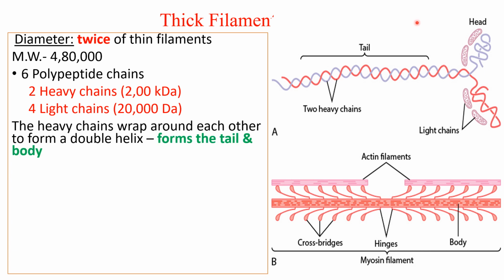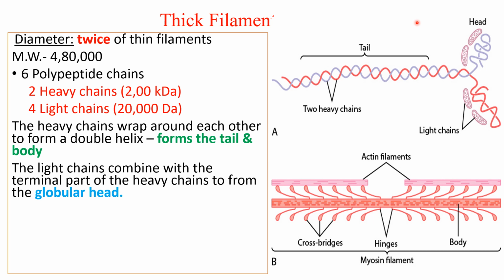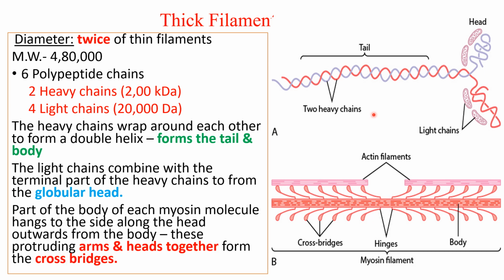The heavy chains, as we said, wrap around each other to form the tail and the body or the backbone for the thick filament. The light chains combine with the terminal part of the heads to form this globular head. And these globular heads are responsible for interacting with the actin filament. Beside that, we also have the hinge region which attaches these heads to the arm region.